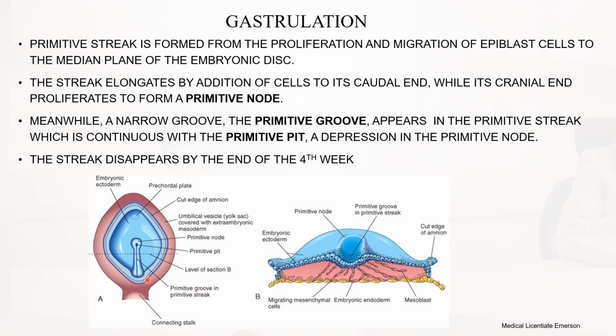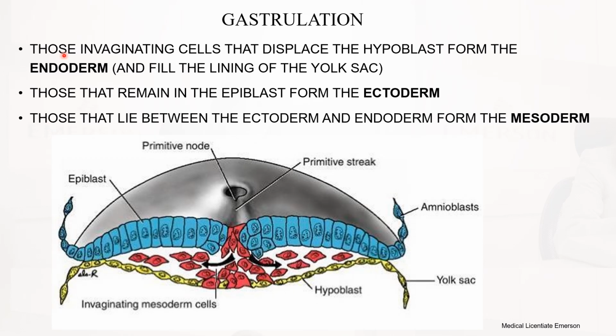Then the streak actually disappears by the end of the fourth week. So meaning it happens after, of course, the gastrulation stage. Then next, those invaginating cells that displace the hypoblast form the endoderm and fill the lining of the yolk sac. Then those that remain in the epiblast form the ectoderm. Then those that lie between the ectoderm and the endoderm form the mesoderm.